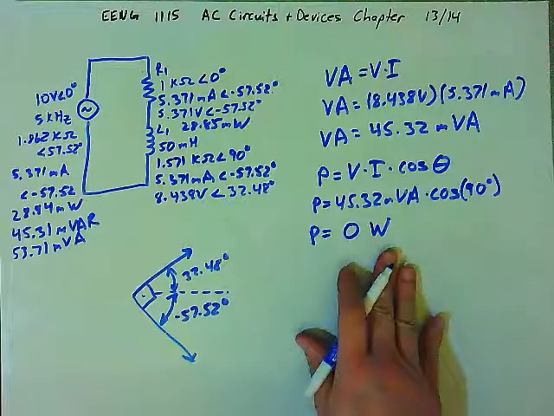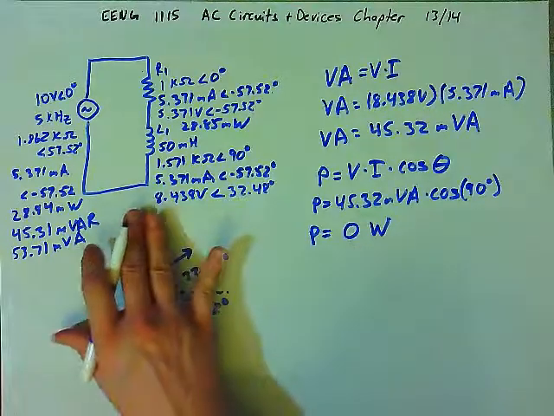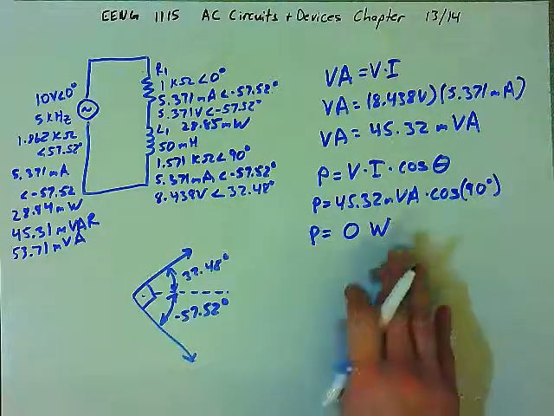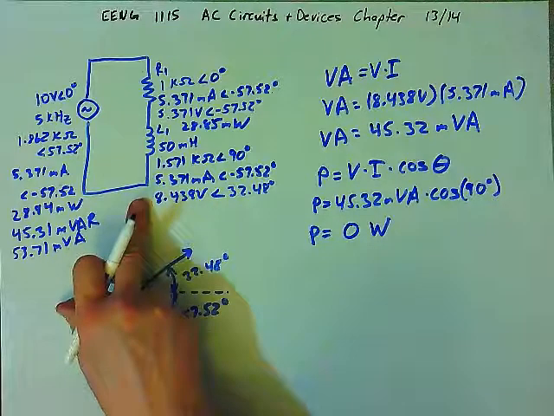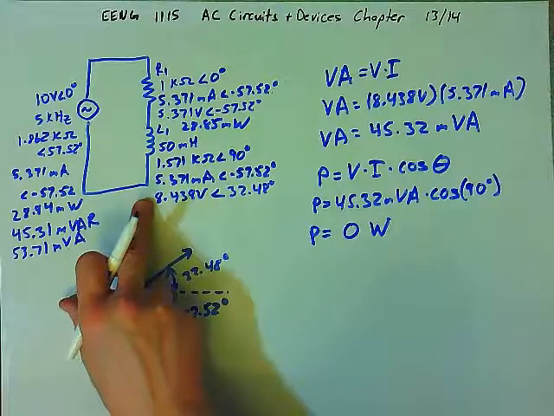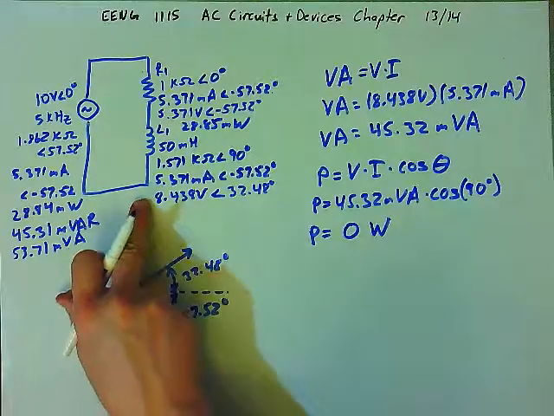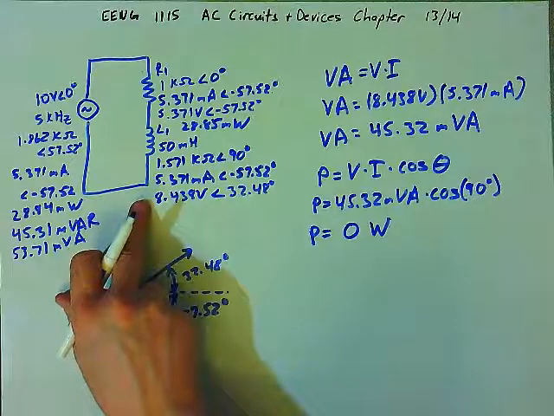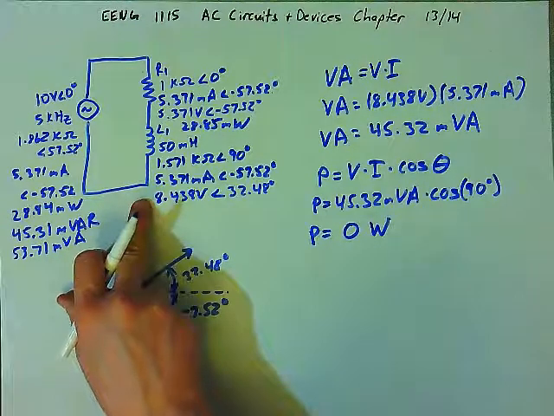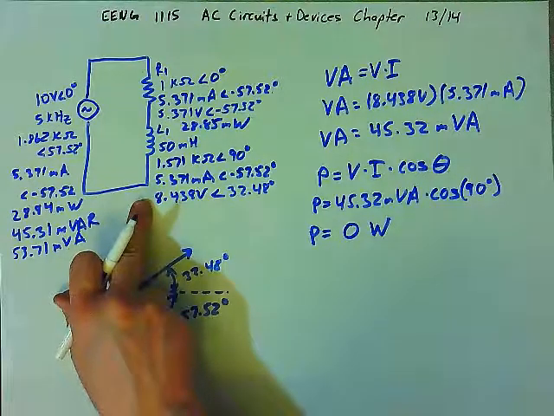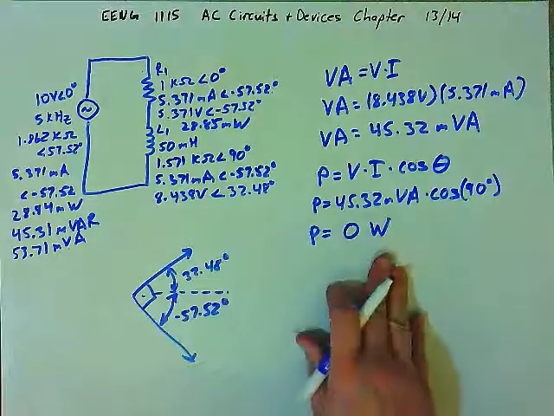So the power consumed, theoretically, by the inductor in the circuit is 0 watts. That's because any energy that the inductor uses to grow its magnetic field is later returned back to the circuit when that magnetic field collapses. And so the inductor does not actually consume any power. It consumes some energy, but then it gives that energy back to the circuit for a net of 0 watts.